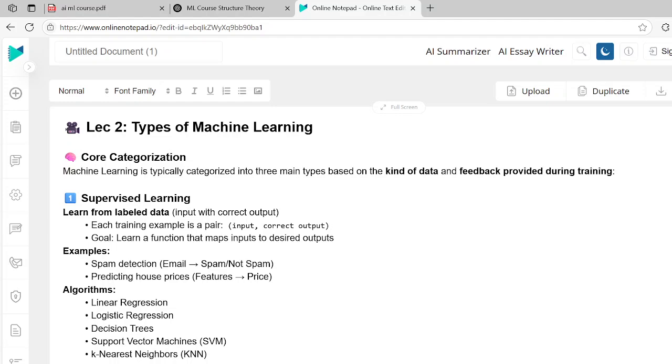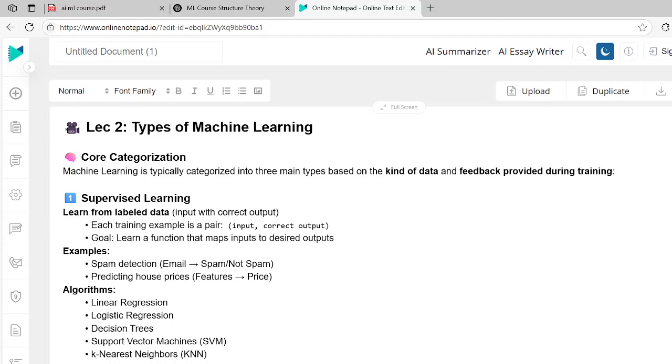Categorization. Machine learning is typically categorized into three main types based on the kind of data and feedback provided during training. First, we have supervised learning. It learns from labeled data, which is input with correct output. Each training example is a pair, input and correct output. Goal: learn a function that maps inputs to the desired outputs.